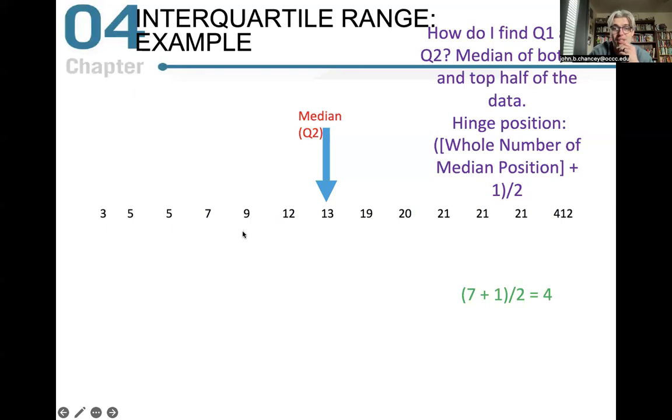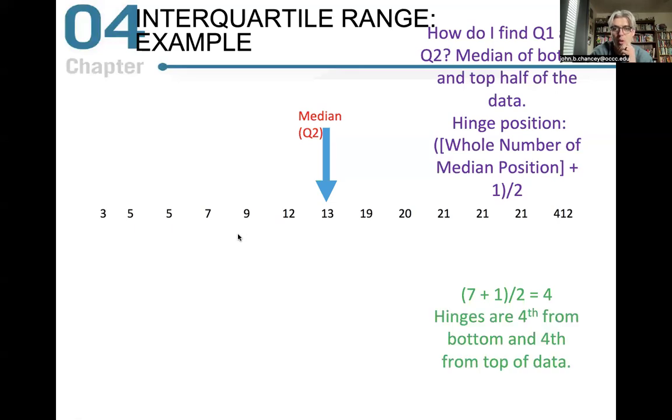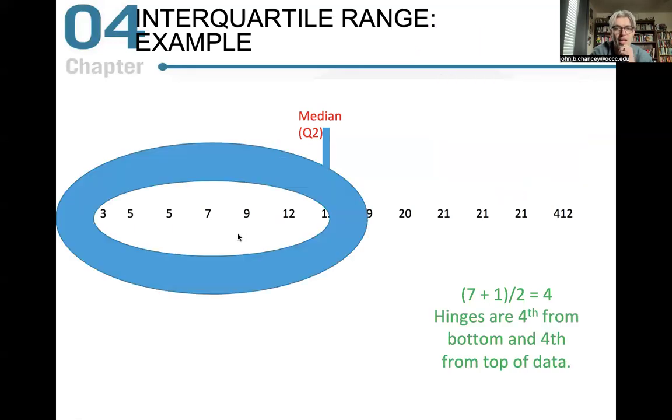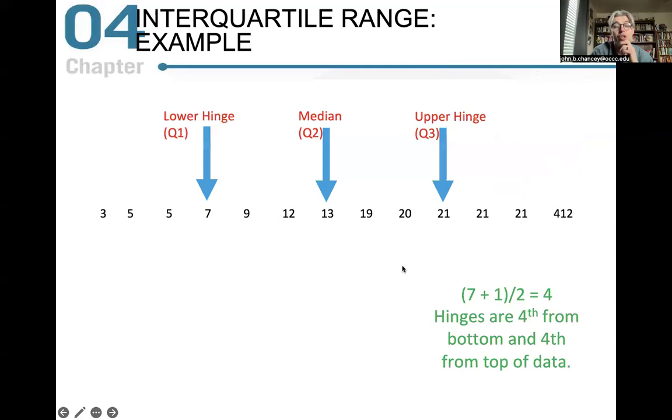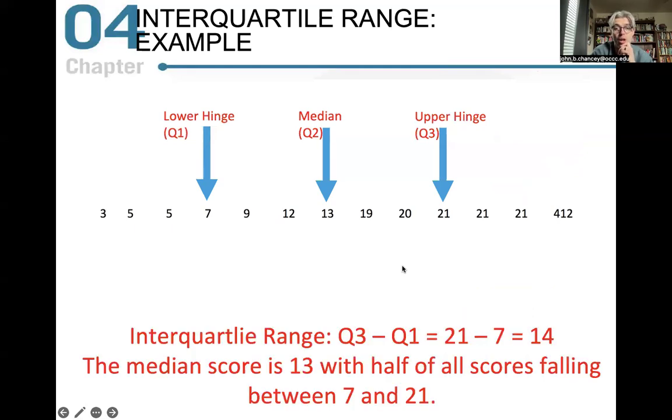So we get 7 plus 1 divided by 2, which gives us 4. Our hinges are fourth from the bottom and fourth from the top of the data. So we can see this is one hinge on this side, taking into account that 7. This is our second hinge, our upper hinge, in this case 21. So to find the interquartile range, all we have to do is subtract quartile one from quartile three, which gives us a range of 14.